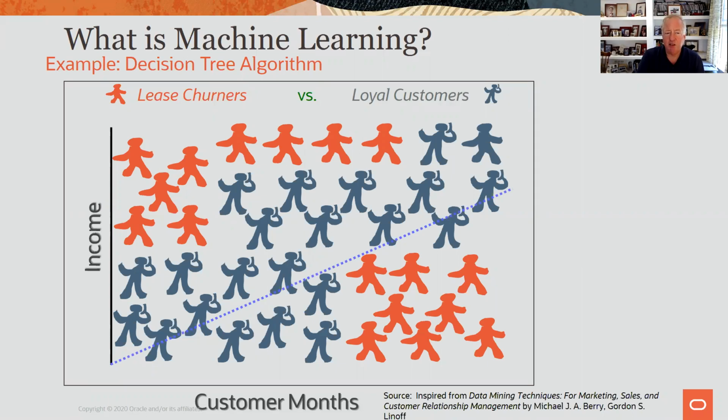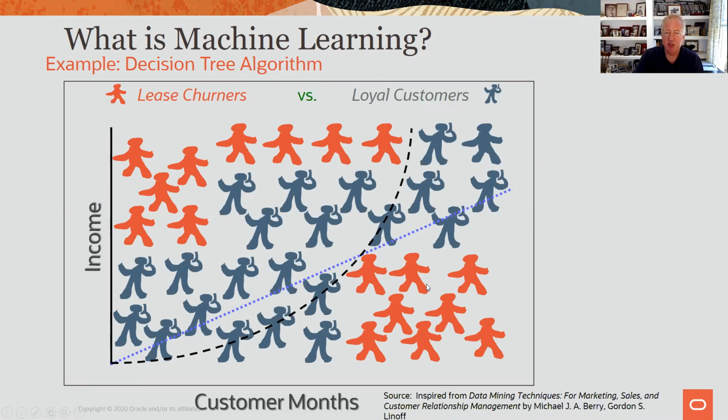And if you try to take just two variables, income and customer months, and fit a straight line through this data, you can do it, but it's not such a good job. If I fit a little bit more of a curvature to that with some squared or cubic terms, it might pick up more of the blue guys down here, and it might separate this out a little bit better.